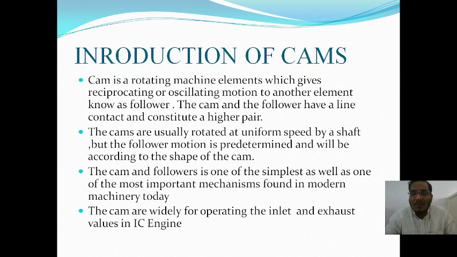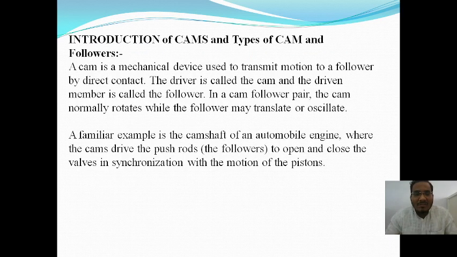How will the valve be opened? By the operation of the camshaft and follower, the valve will open. So it is the simplest mechanism in the machineries of mechanical engineering, and it is widely used in the IC engine. What is an IC engine? Internal combustion engine. Okay, so we will discuss the next slide of this introduction of cam and followers.